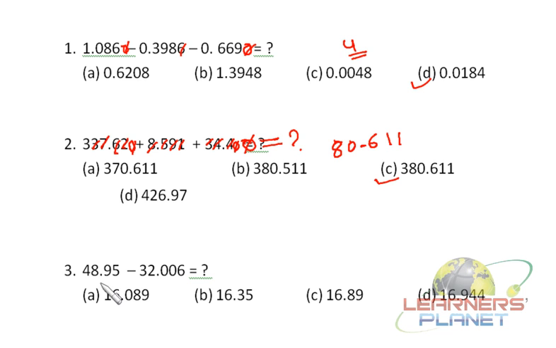Now similarly in this question, 48.95 minus 32.006. Let's do it. It's 0 minus 6. So we have to borrow 1. So 10 minus 6, the unit digit must be 4. So we have only one option with unit digit as 4, that is 16.944. So this must be the correct choice. No need to calculate further.